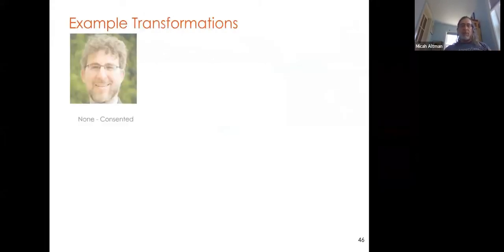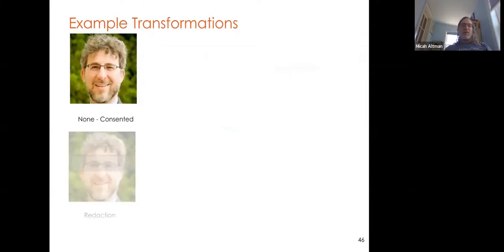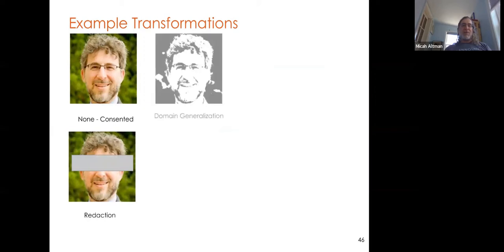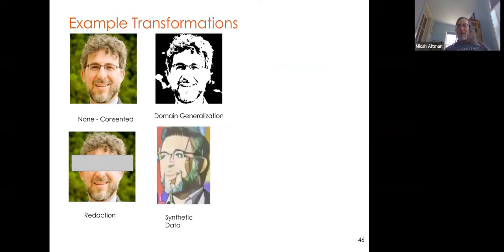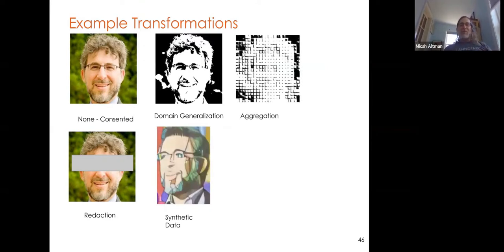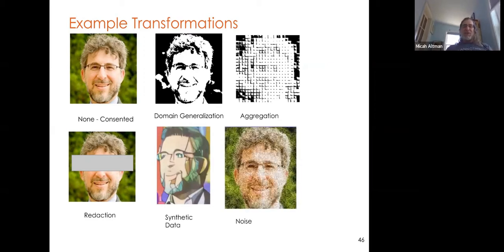But we'll look at some example transformations. So one is consent, we just release it. Redaction. Domain generalization, we limit the values of the pixels. We've got synthetic data. You might still be able to recognize me. Aggregation, we aggregate lots of the pixels. Noise. These are all transformations commonly used in all sorts of different disclosure control processes.